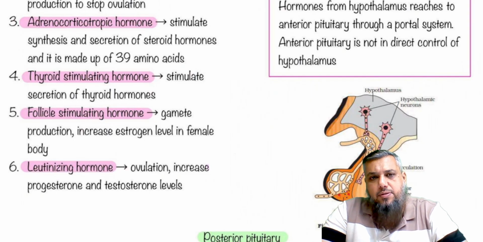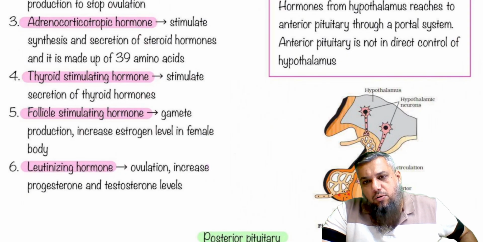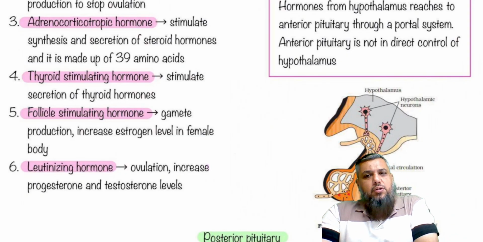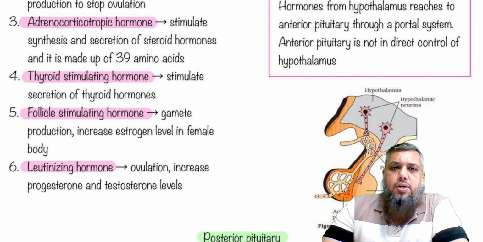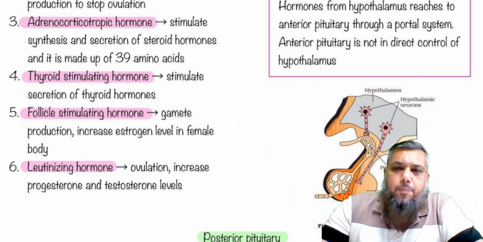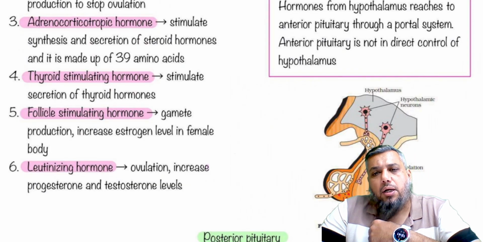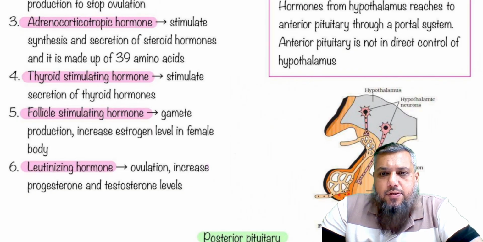In the case of females, follicle stimulating hormone acts on the secondary and the tertiary follicles and causes the release of estrogen in females. And estrogen is responsible for development of secondary sexual characters in females.